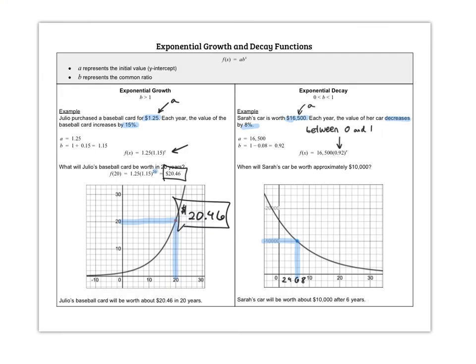So you can use that common ratio to see whether you have growth or decay. And the value you start with will be your y-intercept. So why don't you try a couple of examples? Pause the video, and when you're ready to see the answers, hit play again.